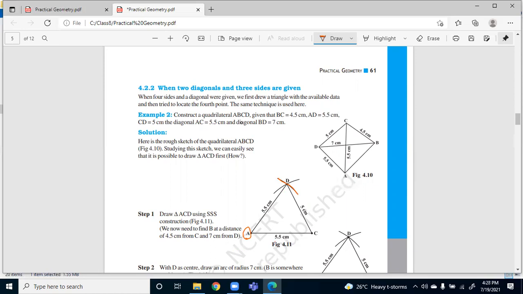Now I will put the needle of the compass at point C and measure 5 centimeter. Then from point C, I make an arc of length 5 centimeter. Wherever these two arcs intersect, I join that point with A as well as with C. So I got a triangle ACD. I can label the measures 5.5, 5.5. So this completes half of the question.